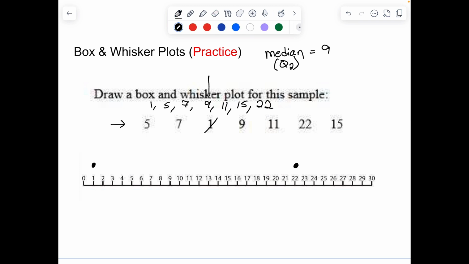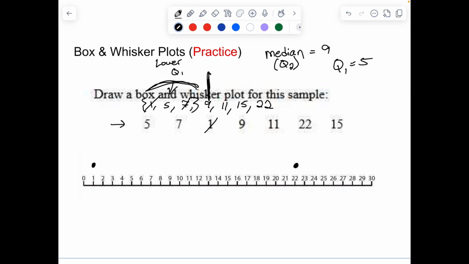If I'm looking at my data, my median is at 9. Now my left half of my data is here, so the 1, 5, and the 7. I'm going to find the median of the data between 1, 5, and 7. That is really simple. Just cross off 1 and 7, and our median there is 5. So our Q1, the median of our lower half of the data, is 5. I'm going to write that to the side here.